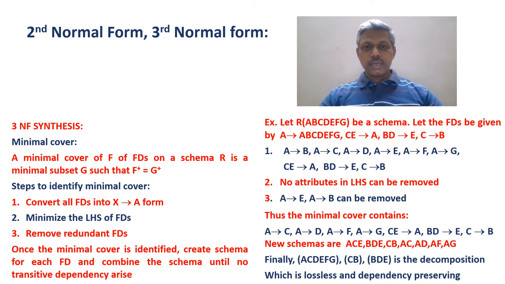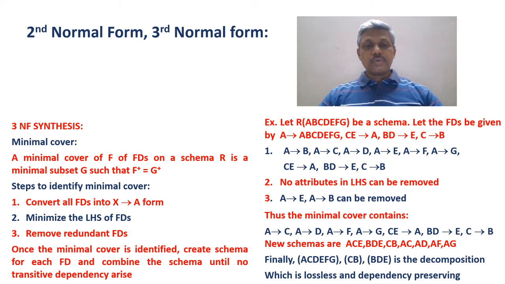And CE then A and BD then E are the only two functional dependencies where the left hand side consists of two attributes, but we cannot reduce either of the attributes, either C or E, in CE then A, because from only C, I cannot get A, it doesn't exist. Similarly, only from E, I cannot get A, so E cannot be removed. Similarly, for BDE also, if I can get D from B, D determines E, then I can remove B, but D then E doesn't arise. And similarly, I cannot remove D. So the second step of removing the attributes on the left hand side does not arise here.